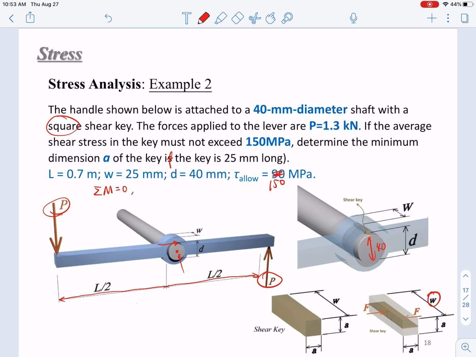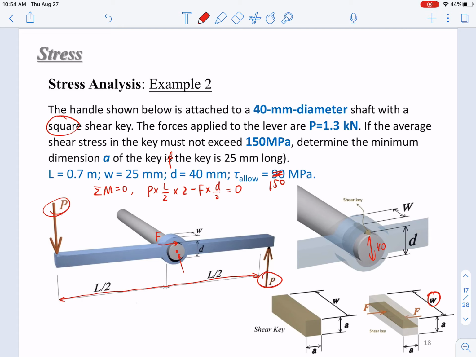So from here we can get an equation that will be P times its arm, which is half L, and we have 2 of them. Then the other one, if we call this F, the F will make a bending moment to balance the bending moment from these 2 P's. This is minus F times, what is the arm of this F? That should be half of the diameter of the shaft, so half D, equals 0. From here, we can determine this F.